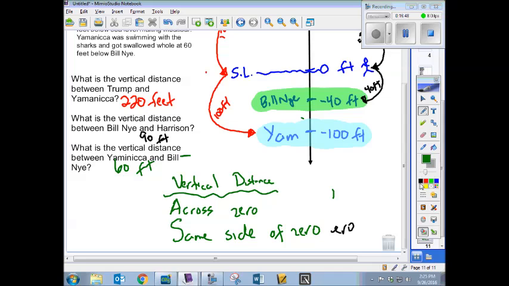Okay, here's your little way of remembering this. You guys ready? When you go across 0, you are going to add the absolute values. When you stay on the same side of 0, you're going to subtract. Okay? Remember, adding and subtracting the absolute values.